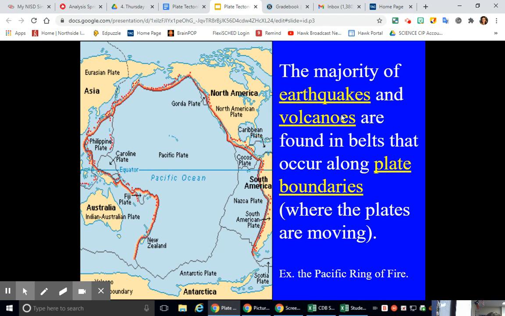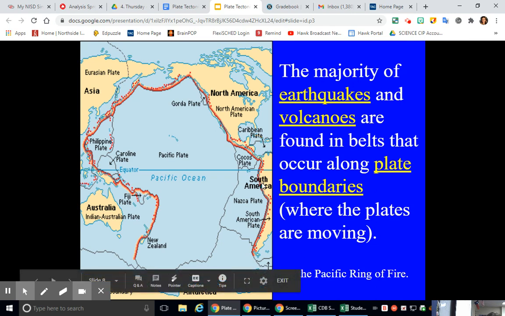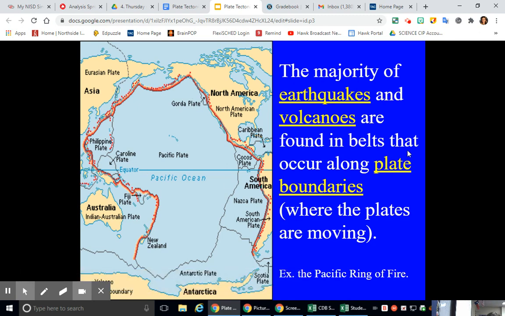The majority of earthquakes and volcanoes are found in belts that occur along plate boundaries, where the plates are moving. An example would be the Ring of Fire in the Pacific Ocean. This is where we have lots of earthquakes and volcanoes.